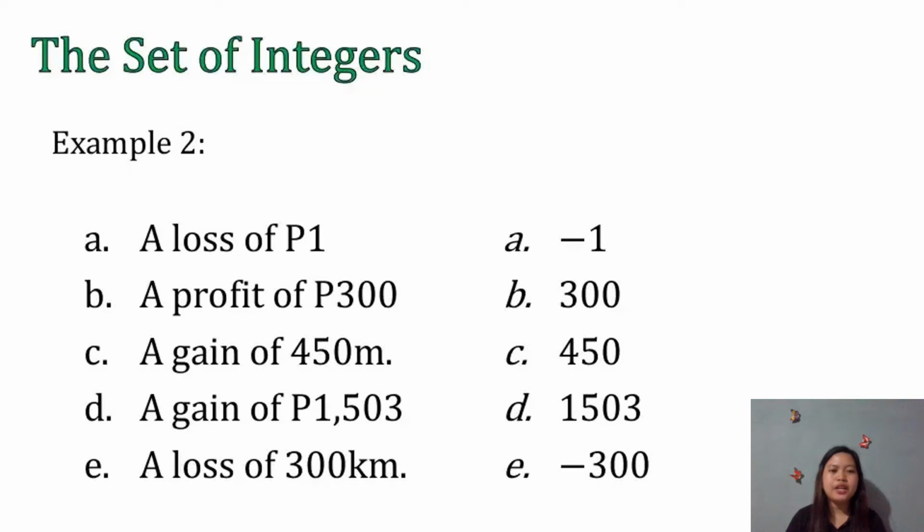And we also have here example number 2. So a loss of 1 peso, that's negative 1 since we are talking about kung ano nakuhaan. Letter B, a profit of 300 pesos, so that's positive 300. A gain of 450 meters, that means nadugangan, so that's positive 450. A gain of 1,503, that's positive 1,503. And a loss of 300 kilometers, that's negative 300.